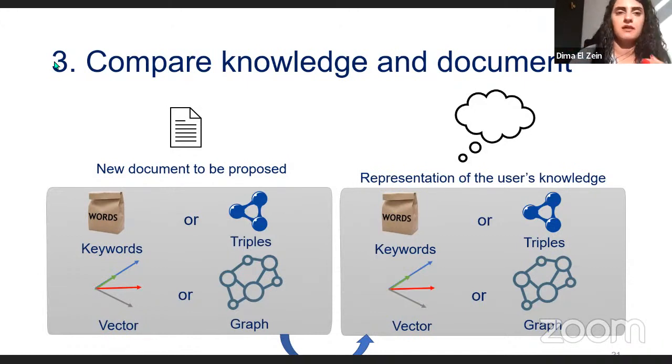And here the comparison method might differ from one representation to another. If I'm comparing keywords, we will have simpler methods or simpler mathematical functions to compare. But if I'm comparing embeddings or word vectors, then one of the very common methods to compare vectors is the cosine similarity. So each chosen format has its own similarity formula that will tell me whether this document is similar to the user's knowledge or not.